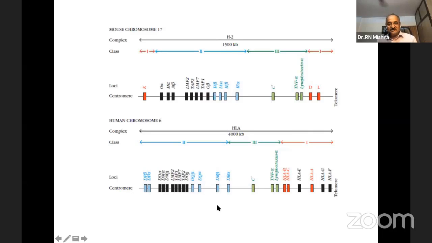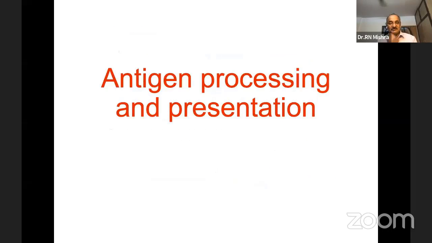And earlier, lymphocytotoxicity was done to assay this. Now we have molecular typing before cross match. You know that you have to have at least 4 or 6 loci match before a transplant can be possible.